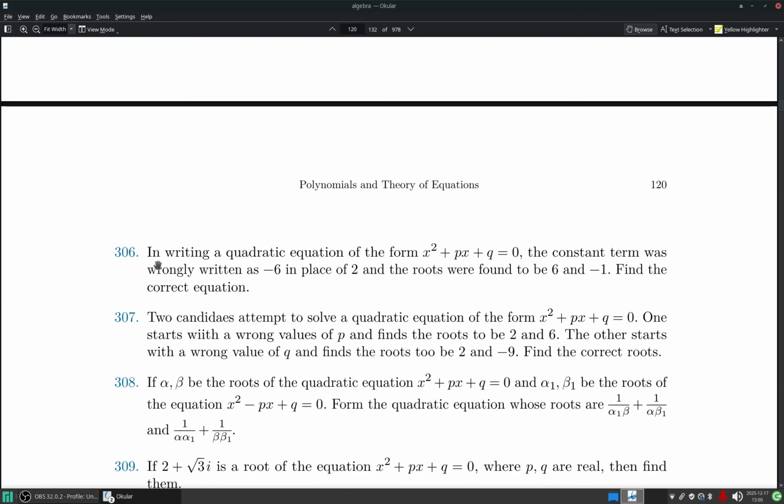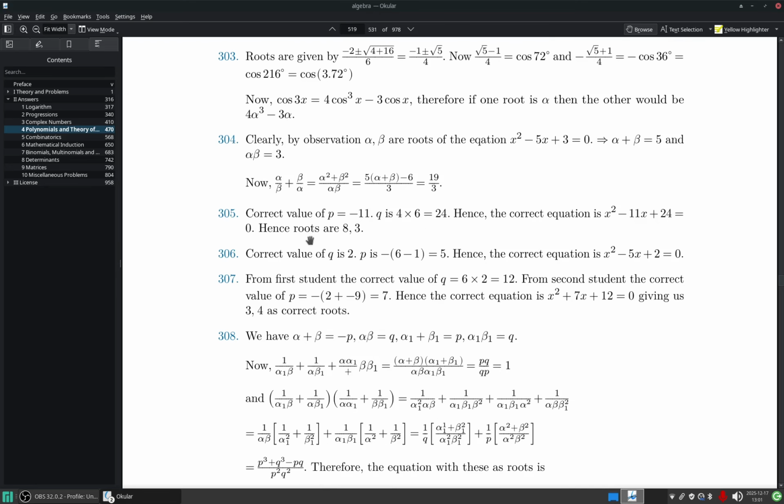Question 306 says: in writing a quadratic equation of the form x square plus px plus q, the constant term was wrongly written as minus 6 in place of 2 and the roots were found to be 6 and minus 1. Find the correct equation. Here the correct value of p is 5 and the correct value of q is 2. p is the sum of roots. Hence the correct equation is x square minus 5x plus 2 is equal to 0.